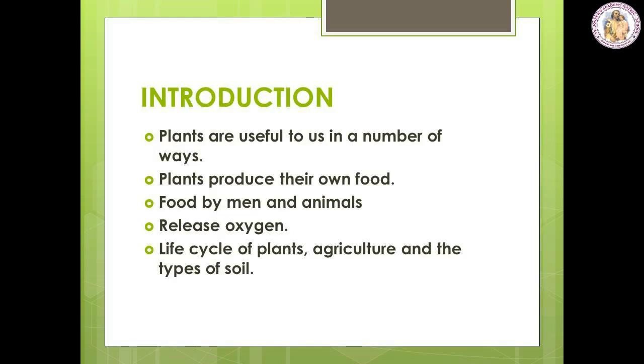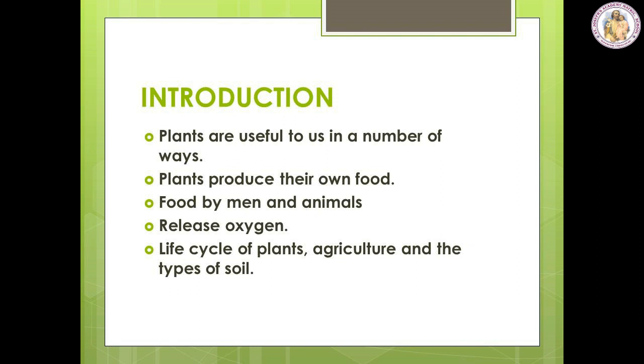Introduction. Plants are useful to us in a number of ways. Plants produce their own food. At the same time, they are used as food by men and animals. Plants are not only used as food but also as medicine. Almost all parts of the plants are useful to us. As a natural resource, they are beautiful and pleasing to our eyes. They release oxygen, which is essential for our survival, into the atmosphere.